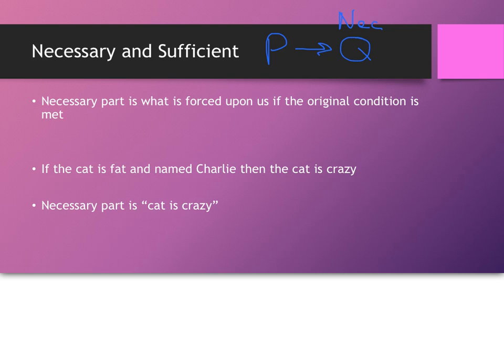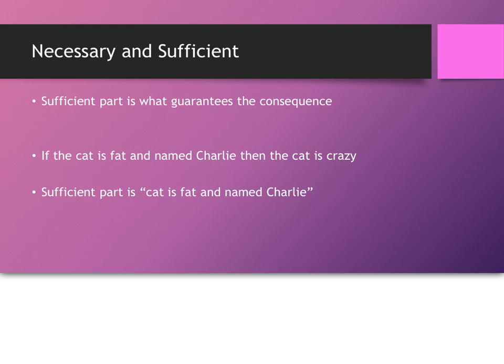The necessary part is cat is crazy. All right? It's the cat is crazy part. All right? That's the second part. Now the sufficient part is going to be the first part.